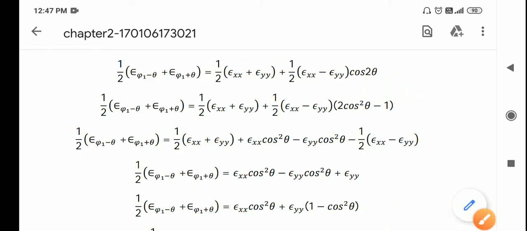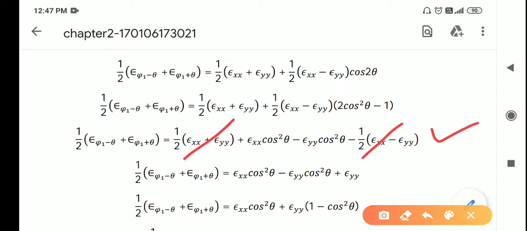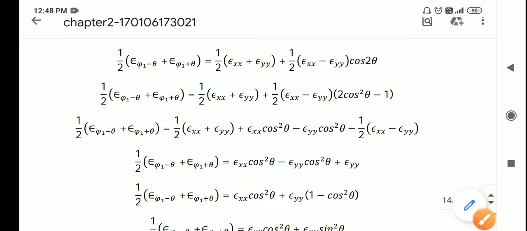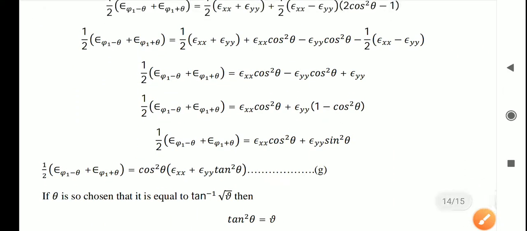If you simplify this equation, you are going to get the next equation. Epsilon xx and epsilon xx are going to get cancelled out, but epsilon yy and epsilon yy are remaining in here. 2 epsilon yy is going to be there, and with your half, if you make the simplification, you are going to get epsilon yy.